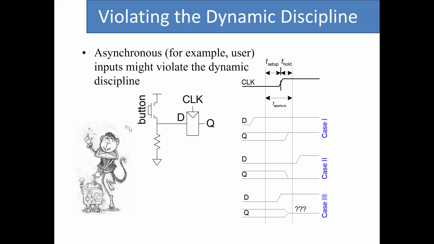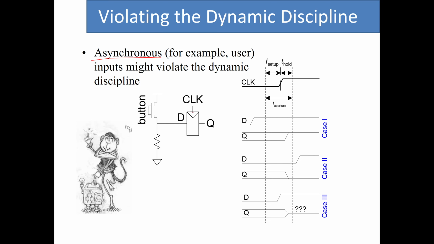So in that specific circuit, we didn't have any asynchronous input. But usually when we have asynchronous inputs, that usually happens when we have a user interface, and these asynchronous inputs might violate the dynamic discipline. So let's just take a look at one example here.